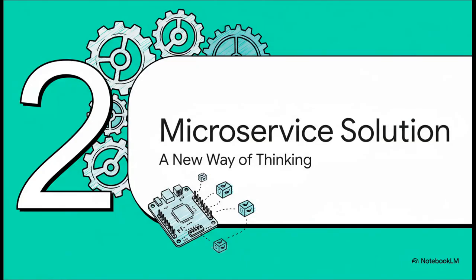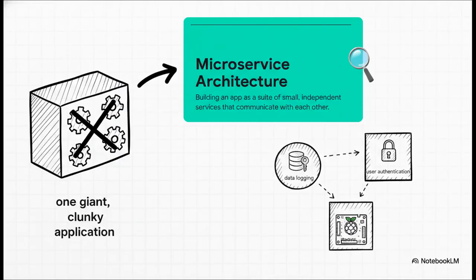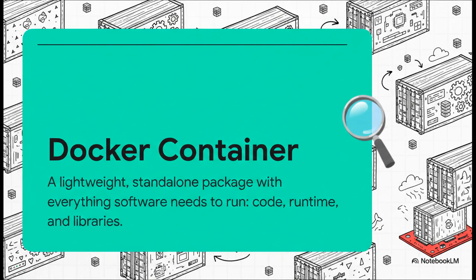But there is a powerful, modern way to solve this. So let's introduce the two key concepts that are going to completely change how we think about building applications, especially on a device like the Pi. Instead of building one giant, clunky, monolithic application, I want you to think of building a team of highly focused specialists. You've got one service that just handles logging data. You have another one that only does user authentication. Each one does its one single job perfectly, and it does it independently from all the others. That is a microservice.